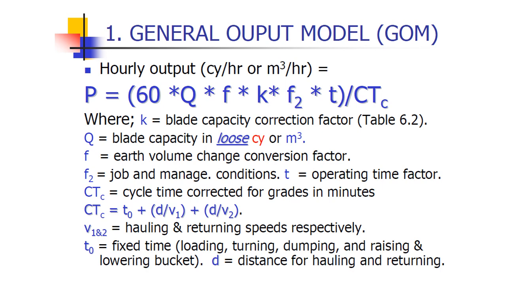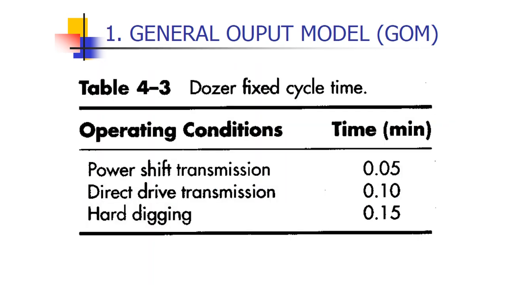There are operating time factors, the efficiency, which is 50 over 60 or 45 over 60, the number of minutes per hour. So depending on your previous experience with your labor or with your drivers or with your crew working on site, you will be determining what this number is specifically. And then K is the blade capacity correction factor, and we will be discussing it in detail. So this is the dozer fixed cycle time, depending on the power, whether it's power shift transmission, direct drive transmission, or you are having hard.